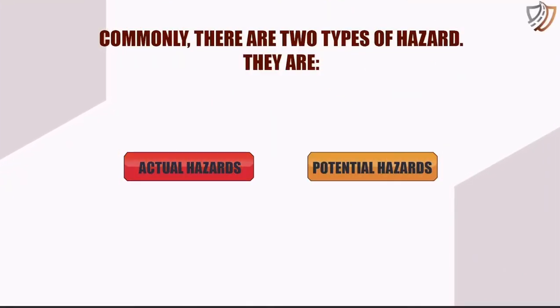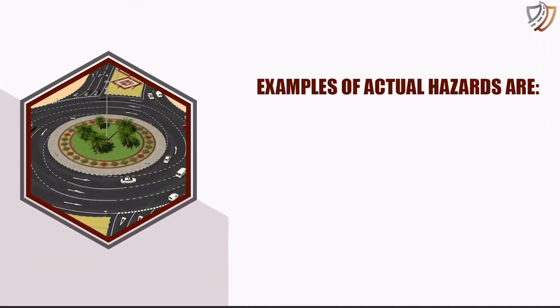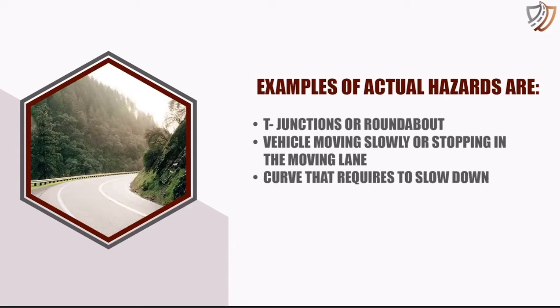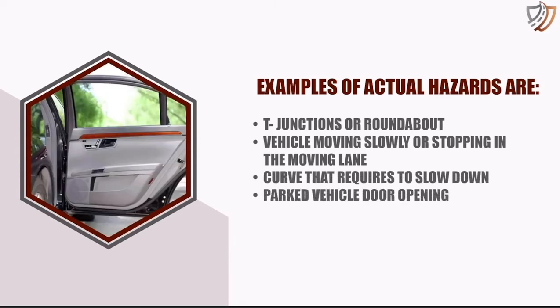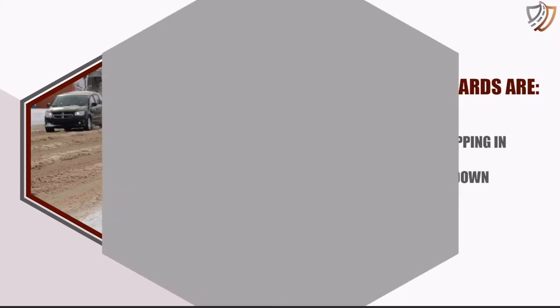They are actual hazards, potential hazards. Actual hazards. An actual hazard can be anything which is physically present in front of the driver and forces him to reduce the speed or change direction. Examples of actual hazards are T-junctions or roundabouts, vehicle moving slowly or stopping in the moving lane, curve that requires you to slow down, a parked vehicle's door opening, a slippery road surface.